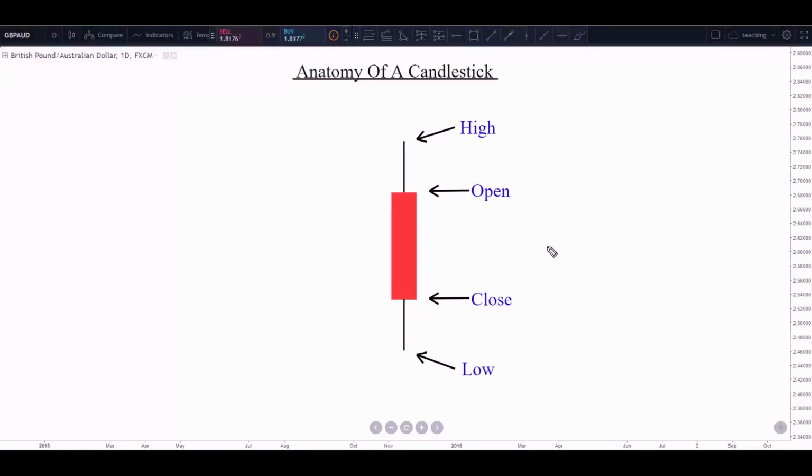Now for a red or bearish candle, if we change this back really quickly, the only difference between these 2 candles is the fact that the open is now above the close. So this candlestick pushed in a downward direction before closing, meaning it closed below the open, signifying a down day.